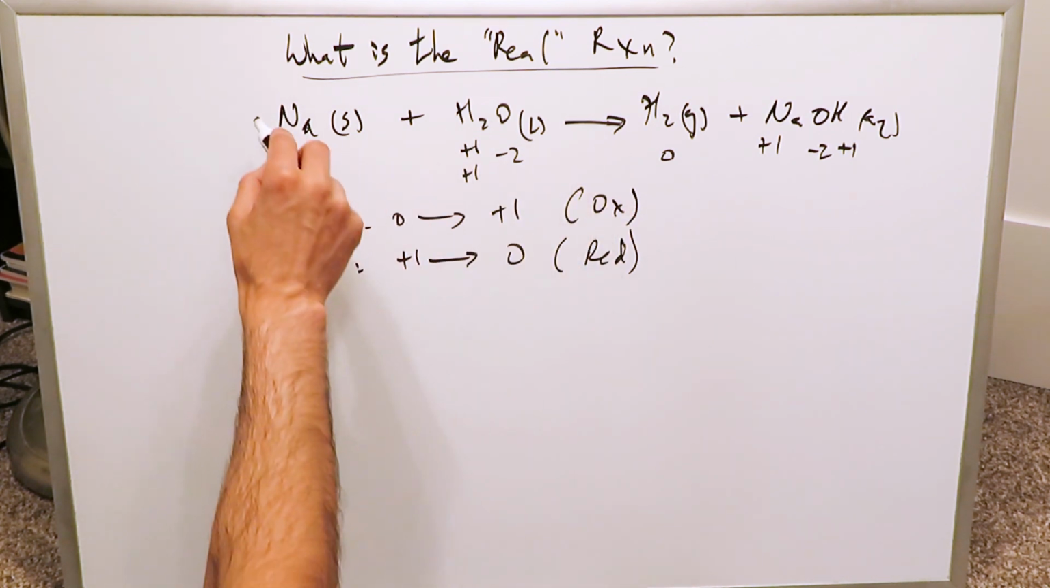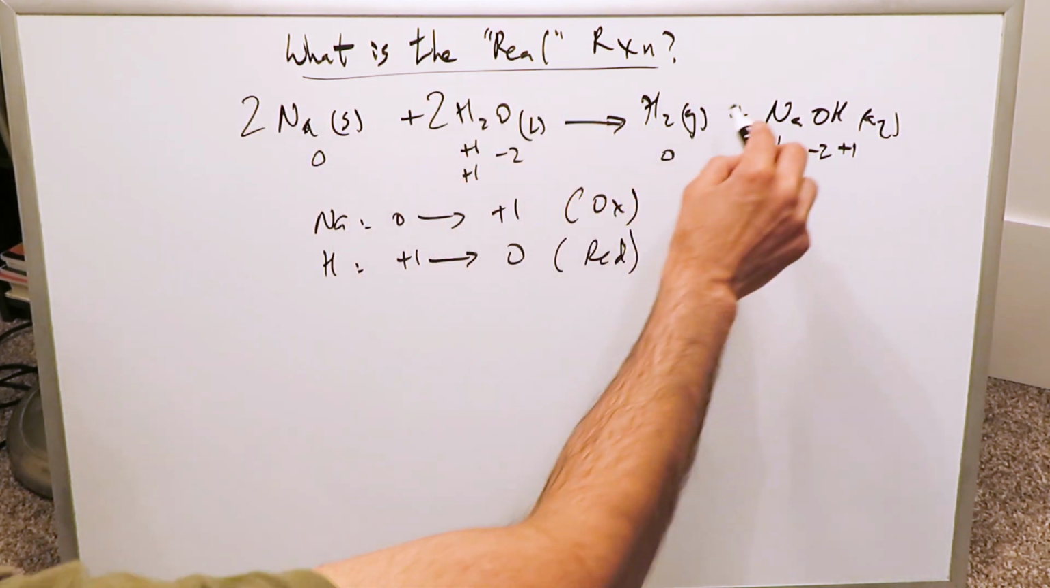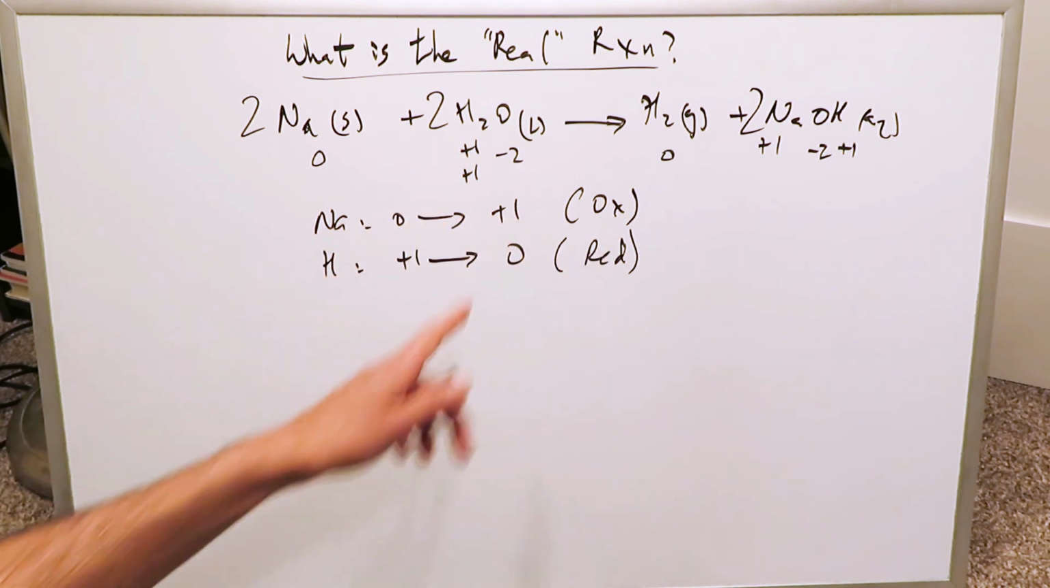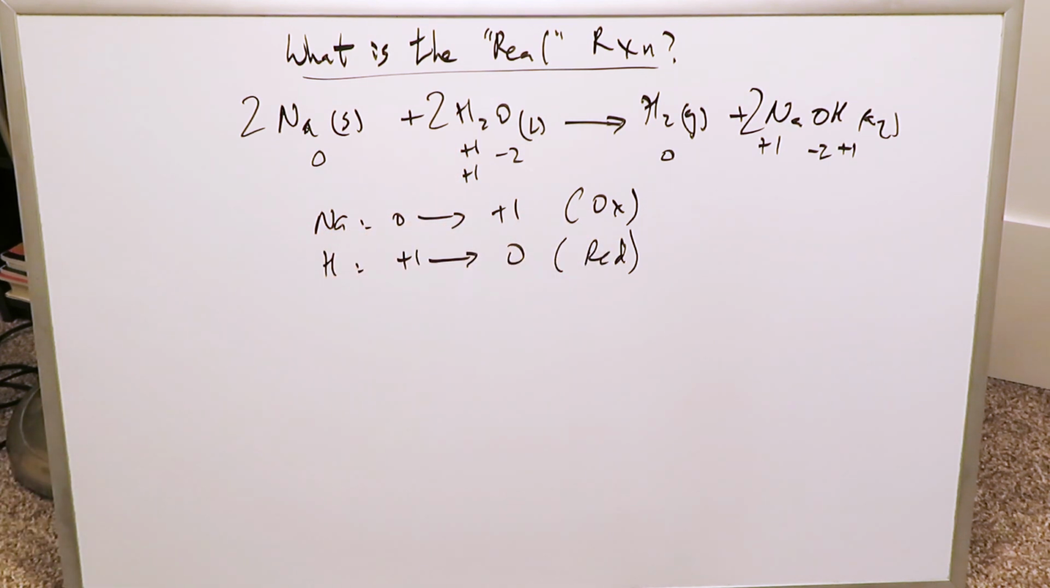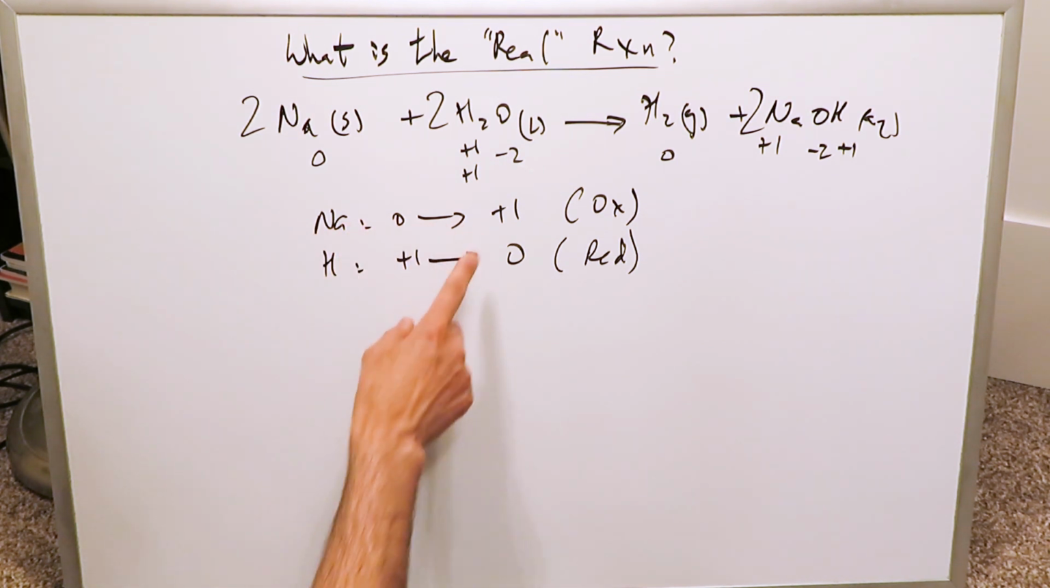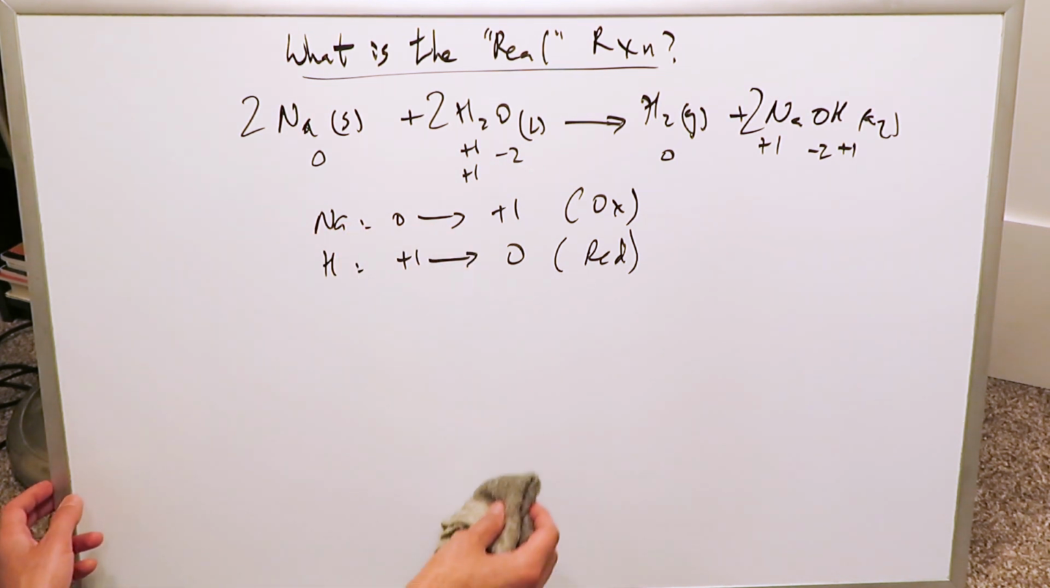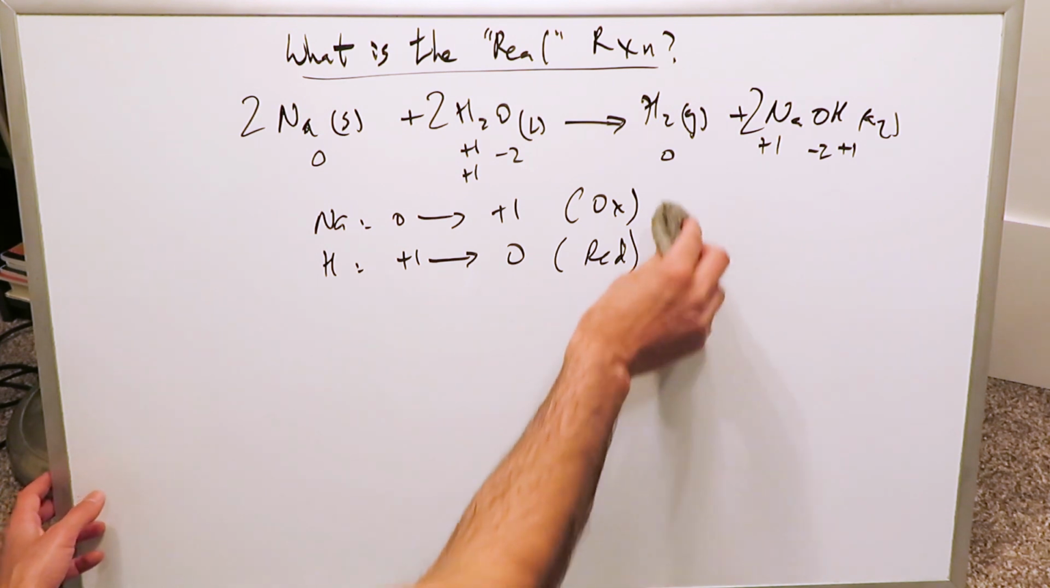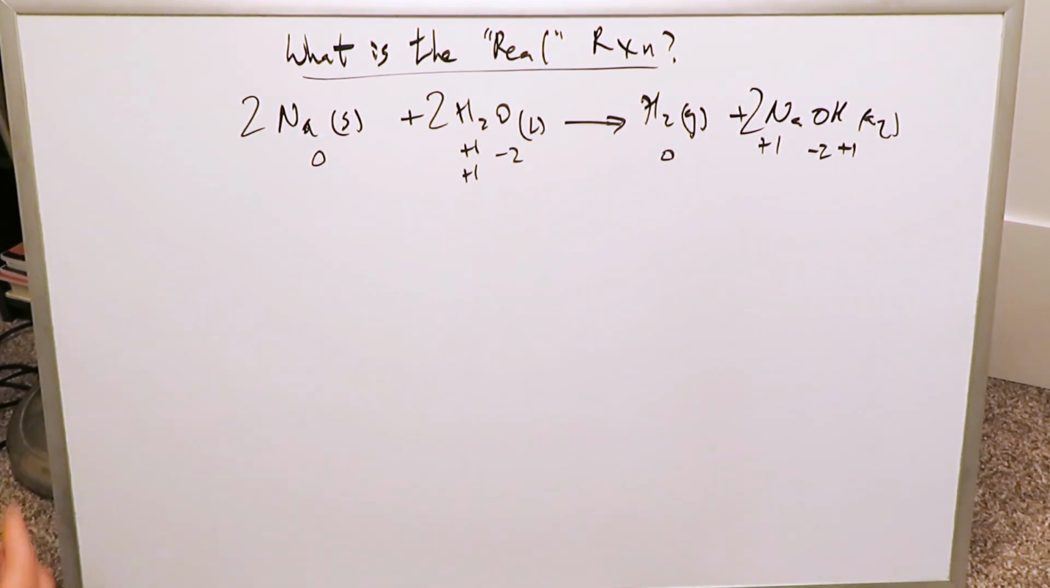Notice this is unbalanced, but you could easily balance it by just putting these coefficients 2, 2, 1, 2, and that's your balanced reaction. But again, we have to find the underlying reaction, and we will, now that we know we have an oxidation reduction reaction. Sodium is oxidized, hydrogen is reduced. So let's bring that into perspective.